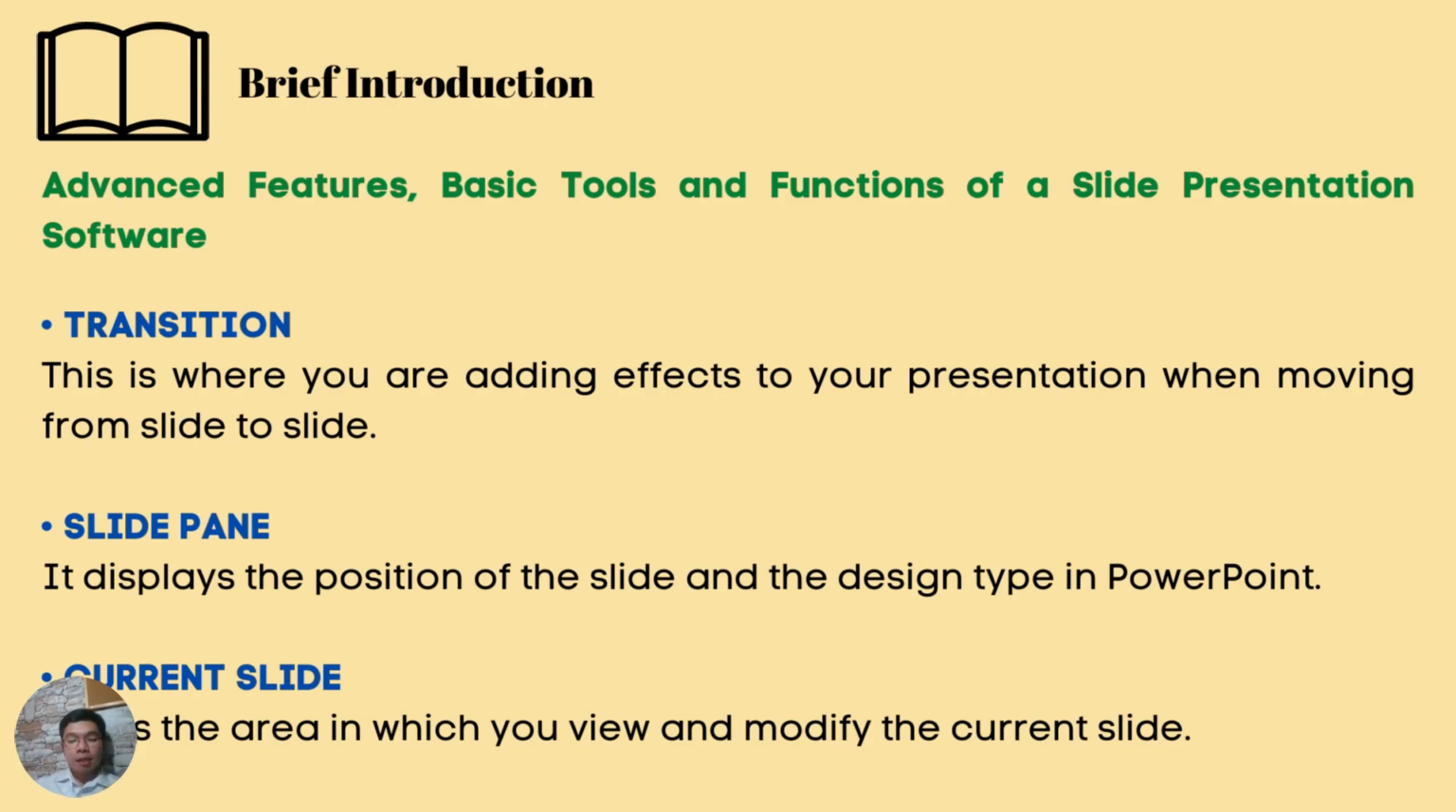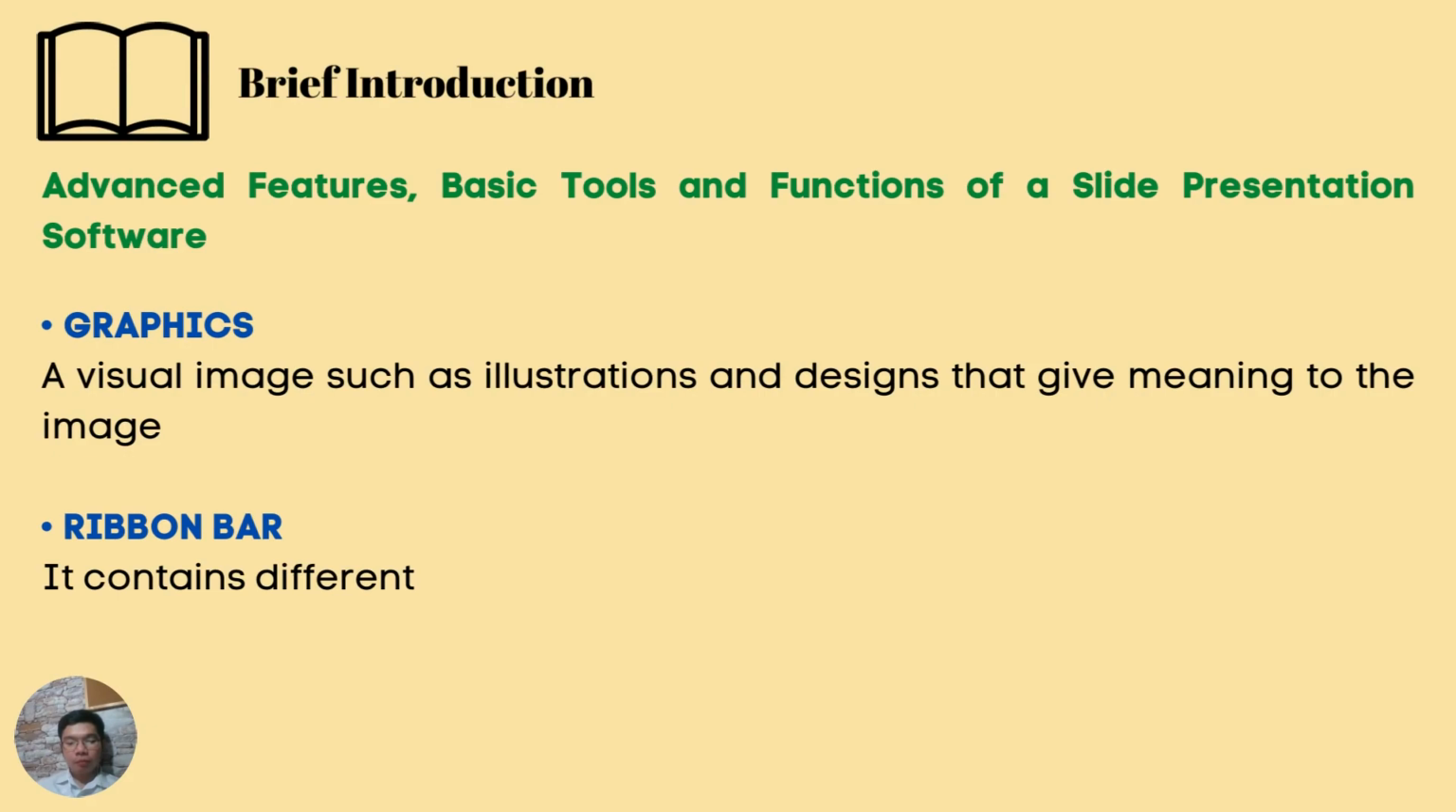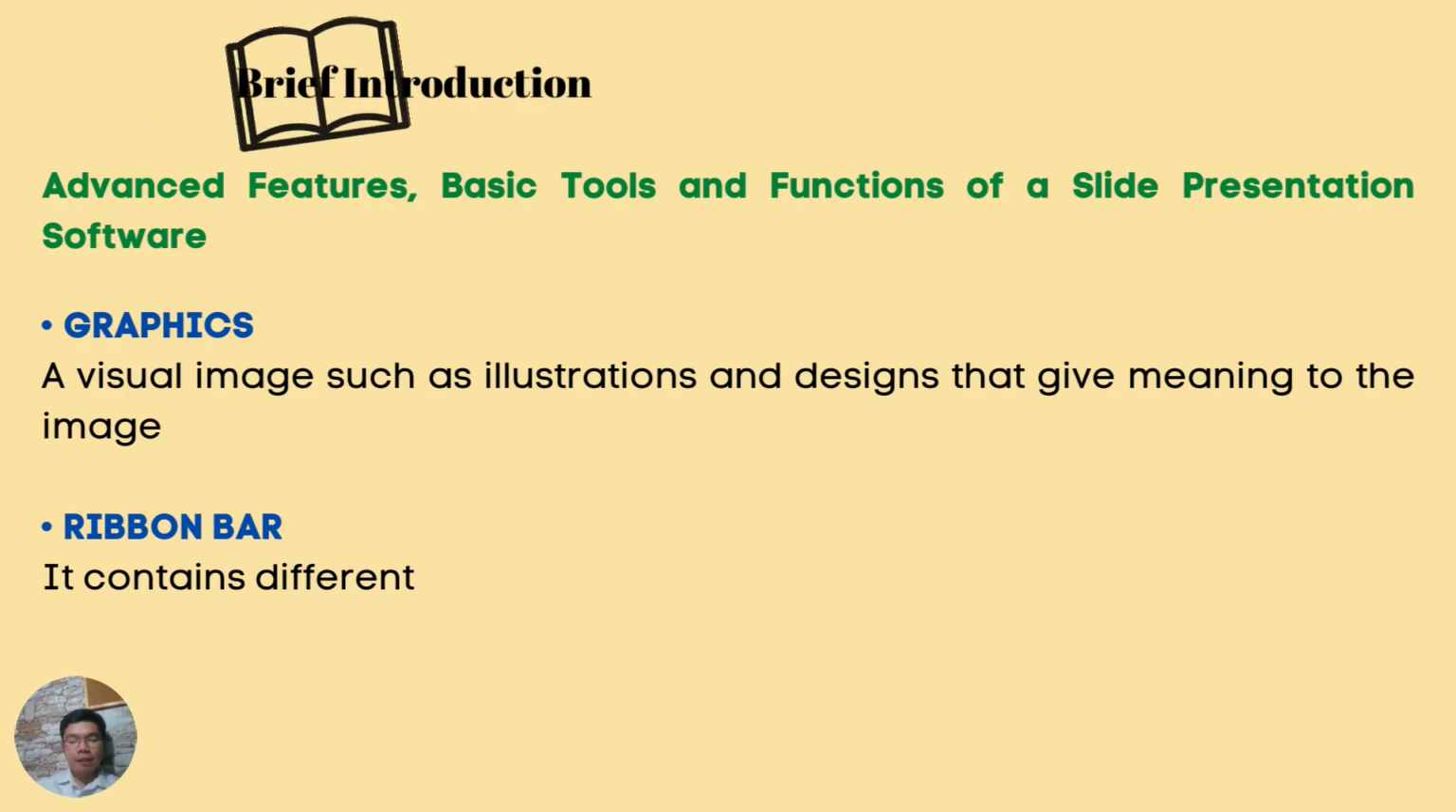So slide pane, it displays the position of the slide and the sign type in PowerPoint. We also have here the current slide. This is the area in which you can view and modify your current slide. So also we have here the graphics, a visual image such as illustrations and designs that give meaning to the image. And also the ribbon bar. It contains different tabs. Tabs yung nawawalang word dyan, kids. It contains different tabs.